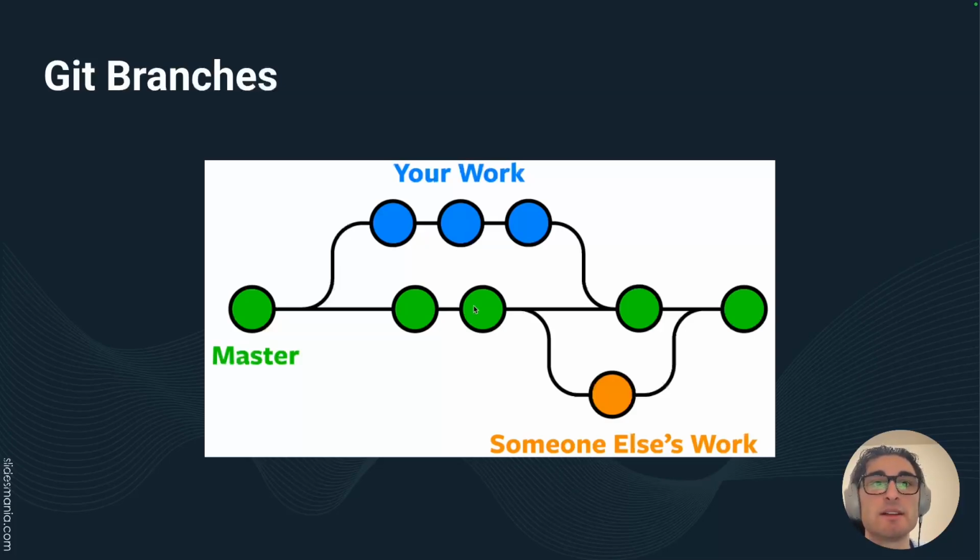At the same time, somebody else can create their own separate branch so they can work completely unimpeded by whatever you're doing on your own branch. You can imagine that if you have multiple features in development, or just multiple people working on different versions of some code, this is extremely useful.